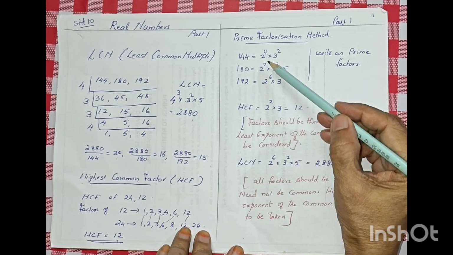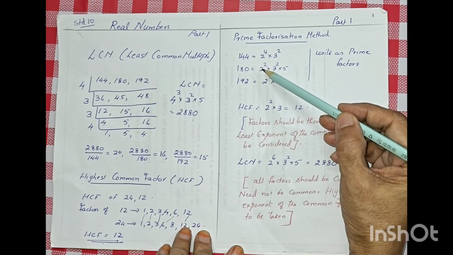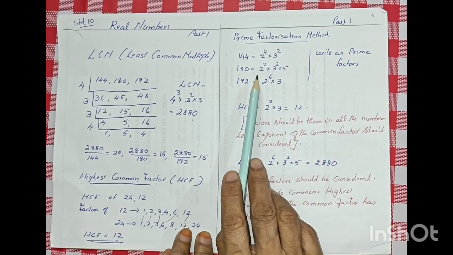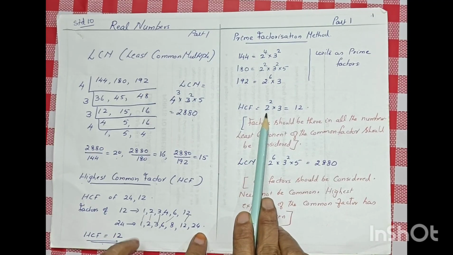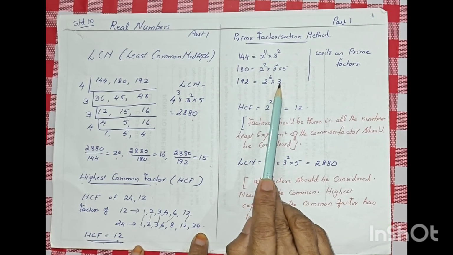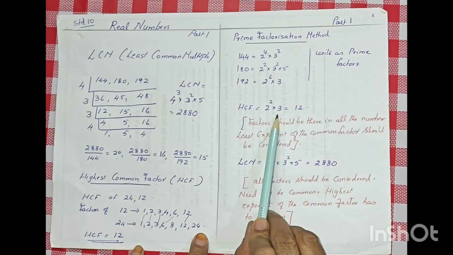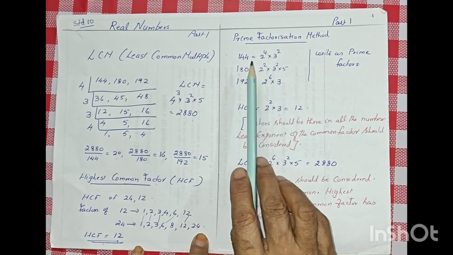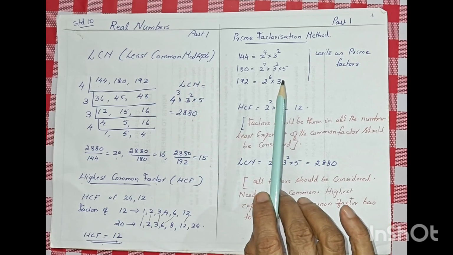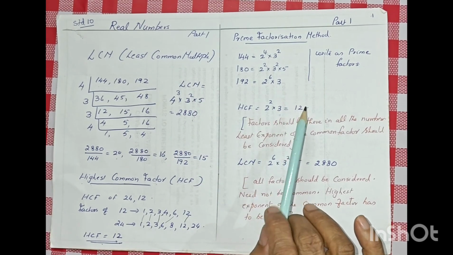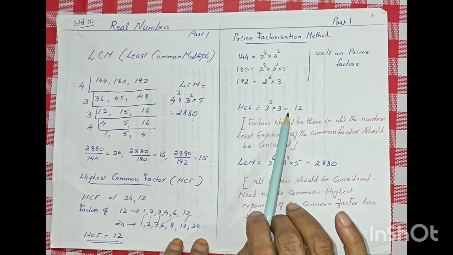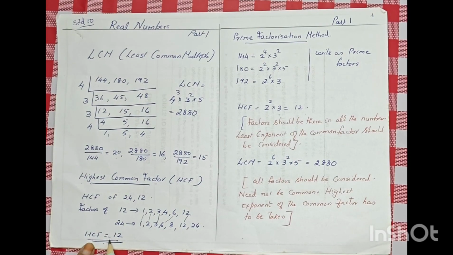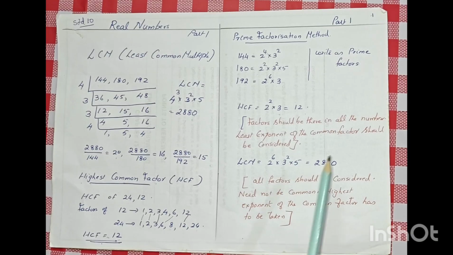Now to find the HCF, we need the common factors. Now 2 to the power of 4, 2 square and 2 to the power of 6. Out of this, 2 squared is the common factor. Then 3 squared and 3. So 3 is a common factor. And 5 is there only in 180. It is not there in the other two numbers, so you will not consider 5. Only what is common to all the three numbers you have to take. So it is 2 squared into 3 equals 12. So you got the same answer with this method also, 12.